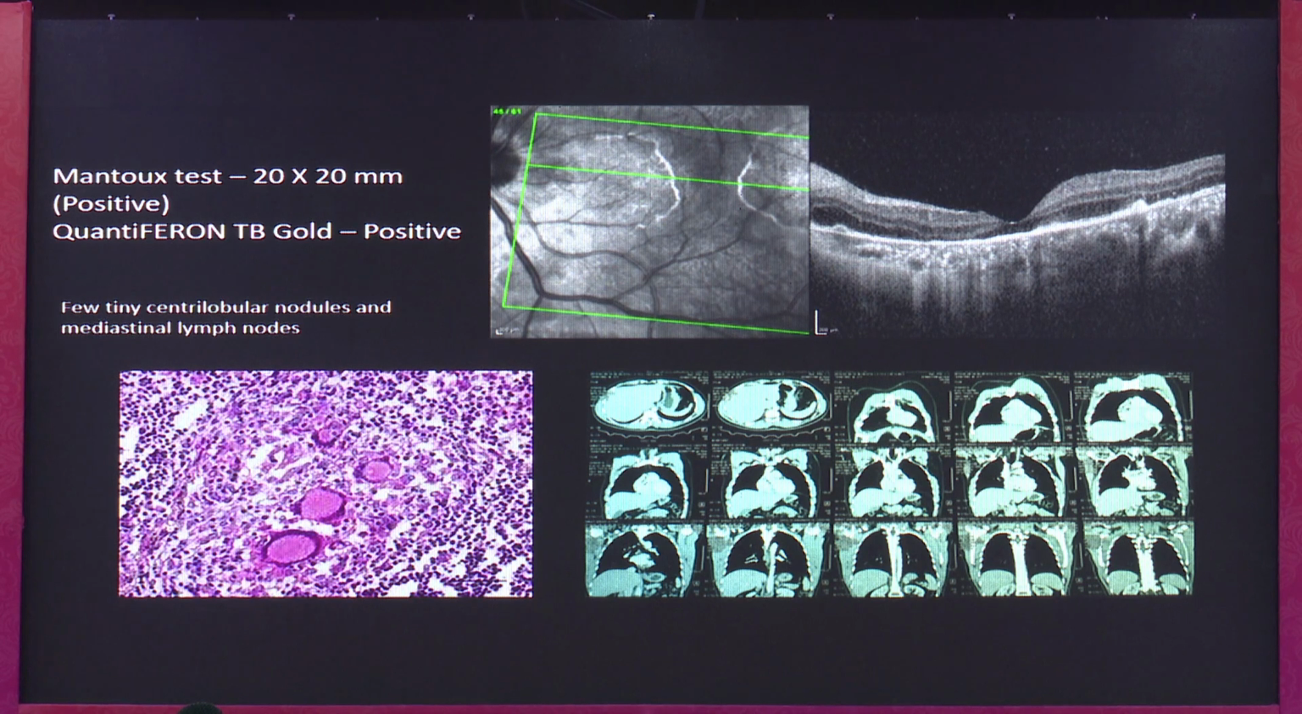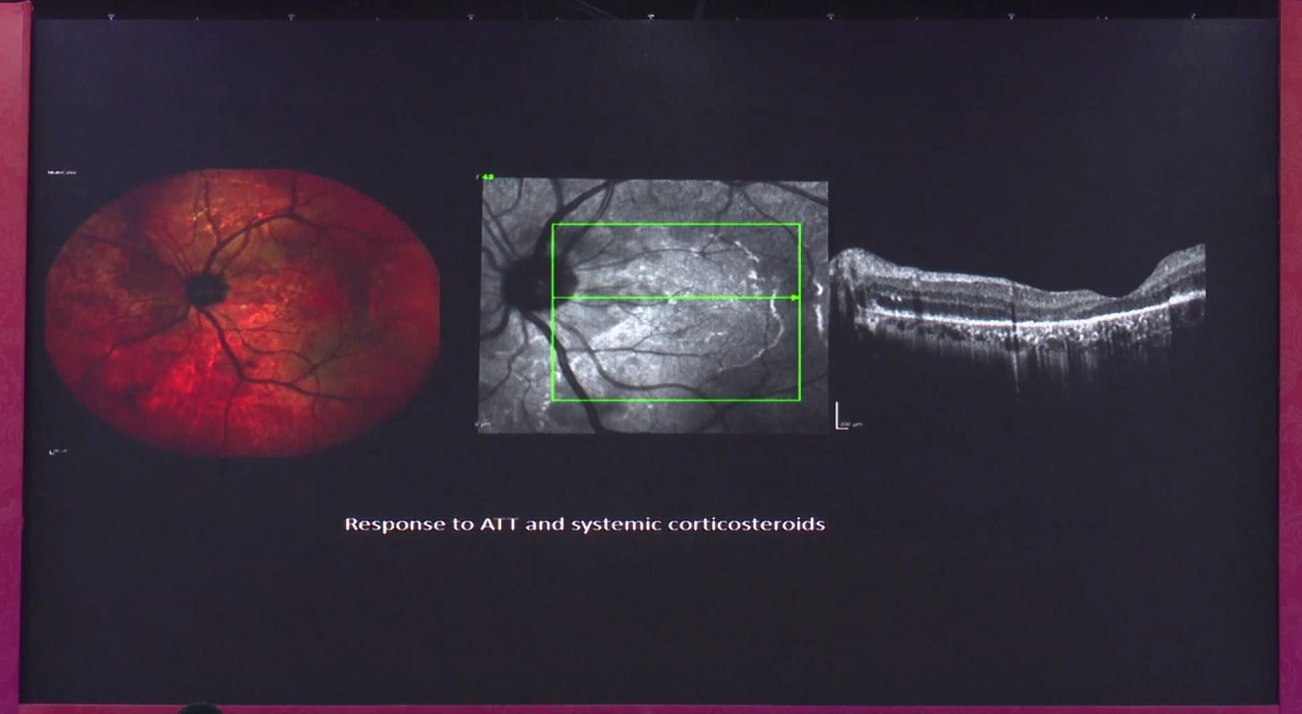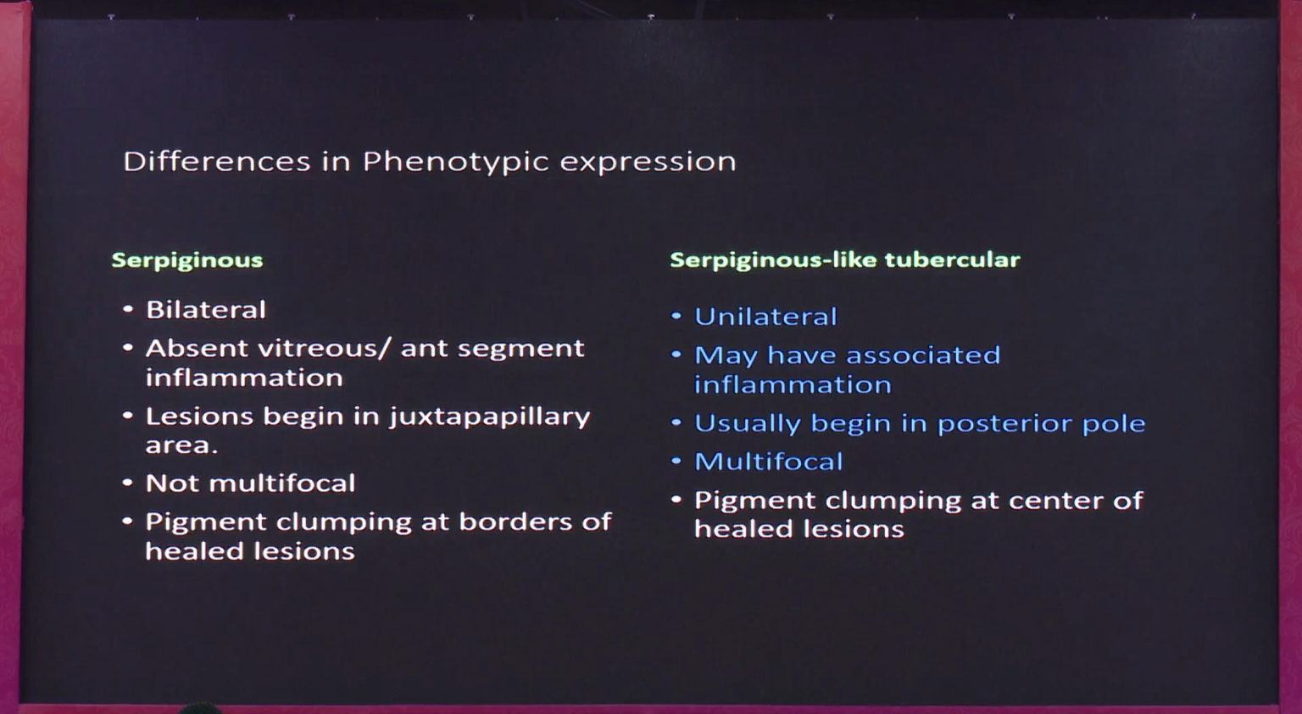But this patient actually doesn't need a panel of tests. Once you decide on what pattern it fits into, just get the tailored investigations. And this is the same patient responding to anti-TB and corticosteroids. So there are some phenotypic expressions between serpiginous, which is autoimmune, and serpiginous-like, which is TB.